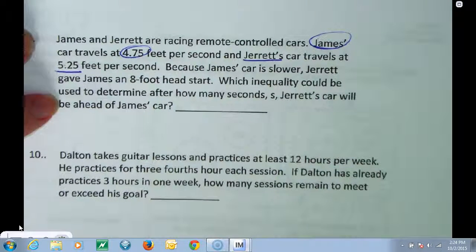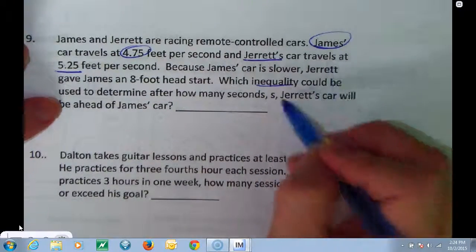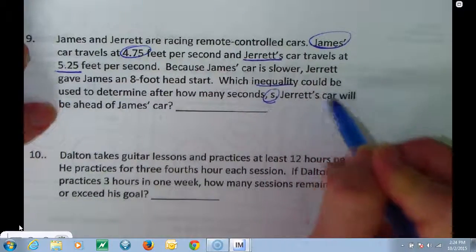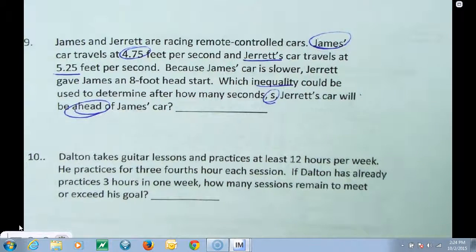Uh-oh. Here's where it changes. Which inequality could be used to determine after how many seconds Jared's car will be ahead of James's car? We don't want to know at how many seconds it takes to get to the same place. I want Jared to be ahead. I want Jared's car to go ahead. How many seconds is it going to take for Jared to pass him up? Not to get even with him. To pass him up.